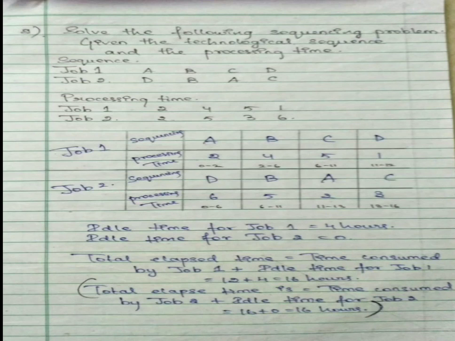So this bracket will be for checking. Total elapsed time is the total time consumed by job 2 plus idle time for job 2. Here idle time for job 2 is 0. Total time consumed will be 6 plus 5 plus 2 plus 3, so this will be 16. So both are equal, so your problem is correct.